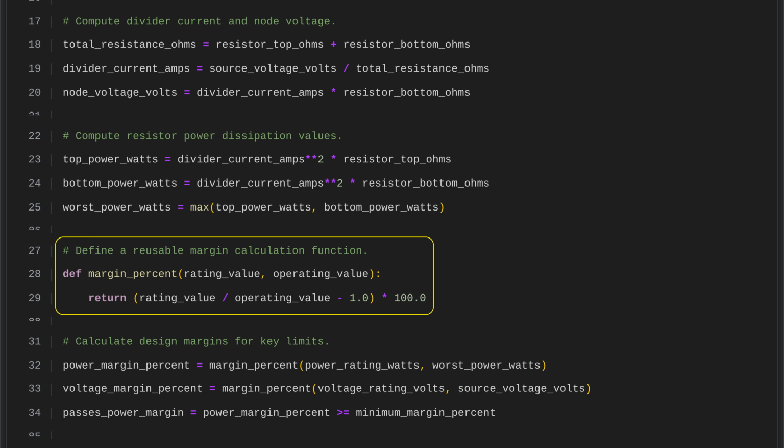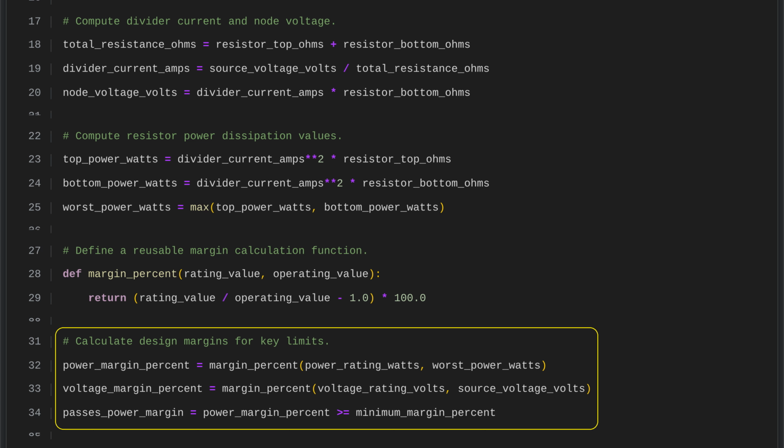The margin percent function shows how much a component's rating exceeds its operating value. It takes the rating and operating value, compares them, and returns the difference as a percentage. This margin helps assess whether the design has enough safety buffer.